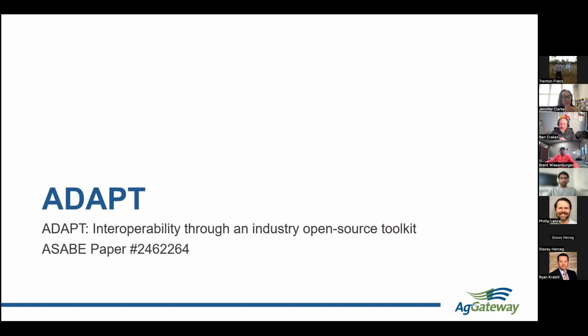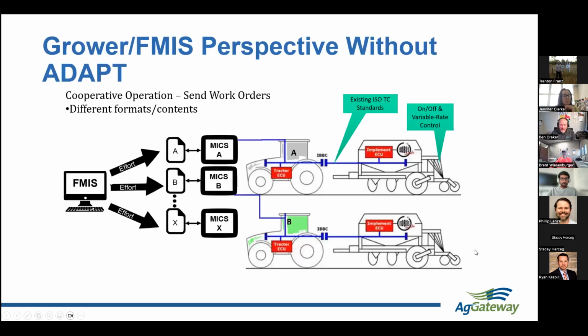Probably one of the things we're better known for is managing the ADAPT open source toolkit. So there's an ASABE paper out there if you're interested to go read that. It's a couple years old now, but I think the core concepts are still the same. And this really grew out of the as equipment modernized and everything got a terminal in it, then everybody had their own proprietary format. So the software company over here on the left is left looking at, well, this guy's got format A, this guy's got format B, this one's got format X. And as a software company, I need to learn how to interpret everybody's different file format.